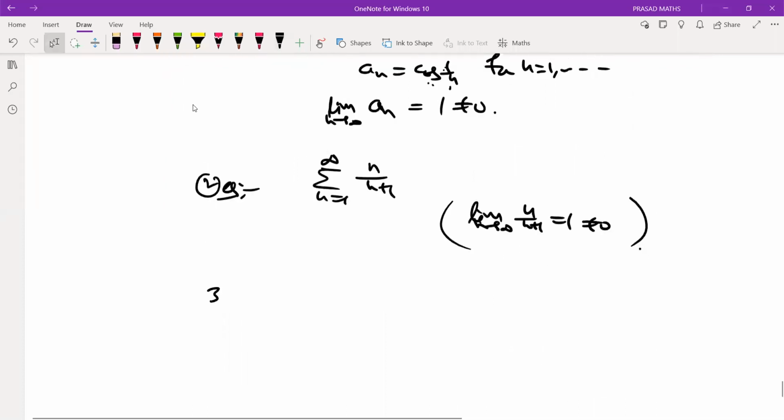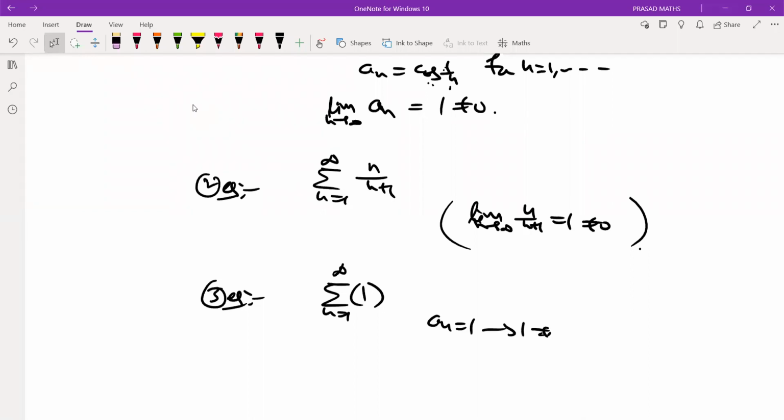Suppose you are given a problem like this: summation n equals 1 to infinity of 1. Is it convergent? No, because a_n is equal to 1. This limit tends to 1, which is not 0. Therefore a_n comes to 1, which is non-zero. Therefore, by the necessary condition, this cannot be convergent. Understand?